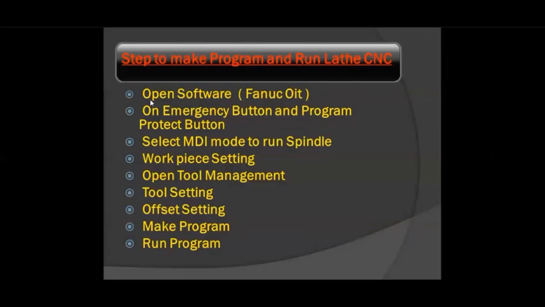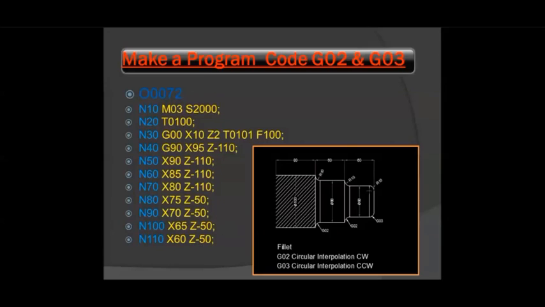First open software, turn on emergency button and program protect button. Select MDI mode to run spindle. Workpiece setting, open tool management, tool settings, offset setting, make program and run program. Here is the program of a job.